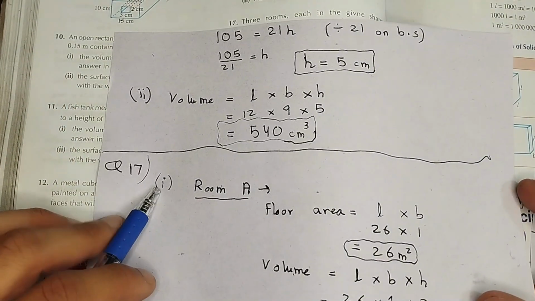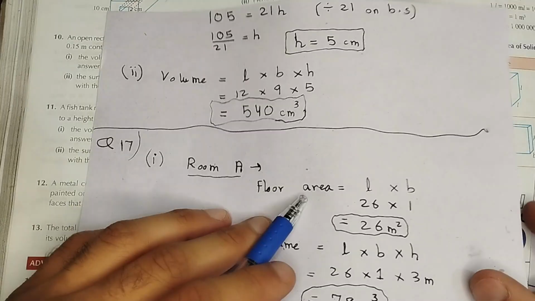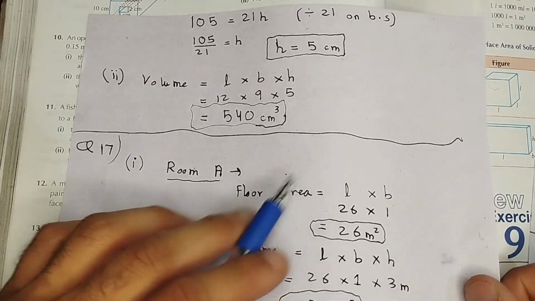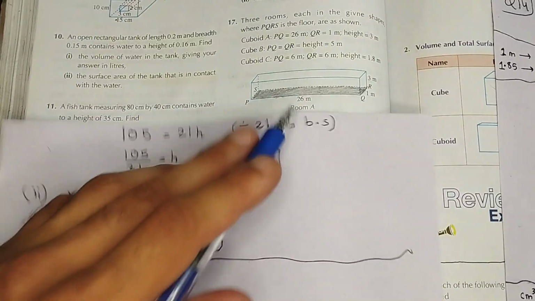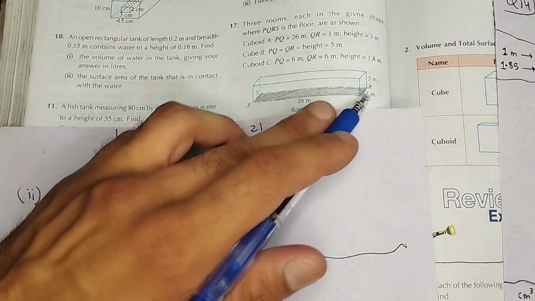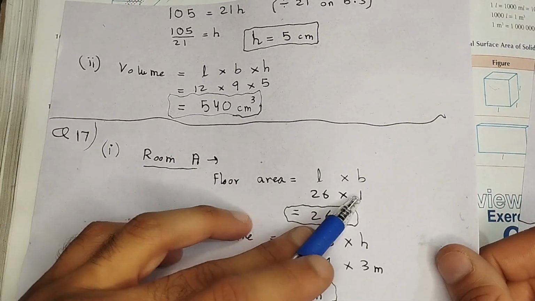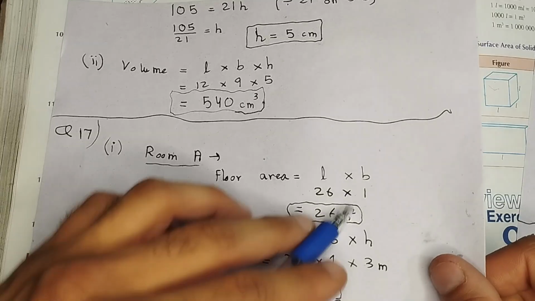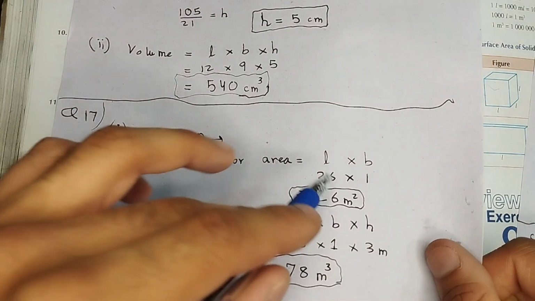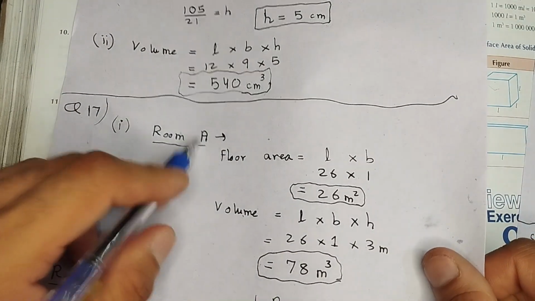First of all, part number 1 of question number 17, right? Room A. We need to find the floor area. We're going to do length multiplied by breadth. Length is given to us, which is 26, multiplied by breadth, which is 1. So 26 multiplied by 1 is the floor area. Remember this, okay? Circle it down. This is the floor area of room number 1.